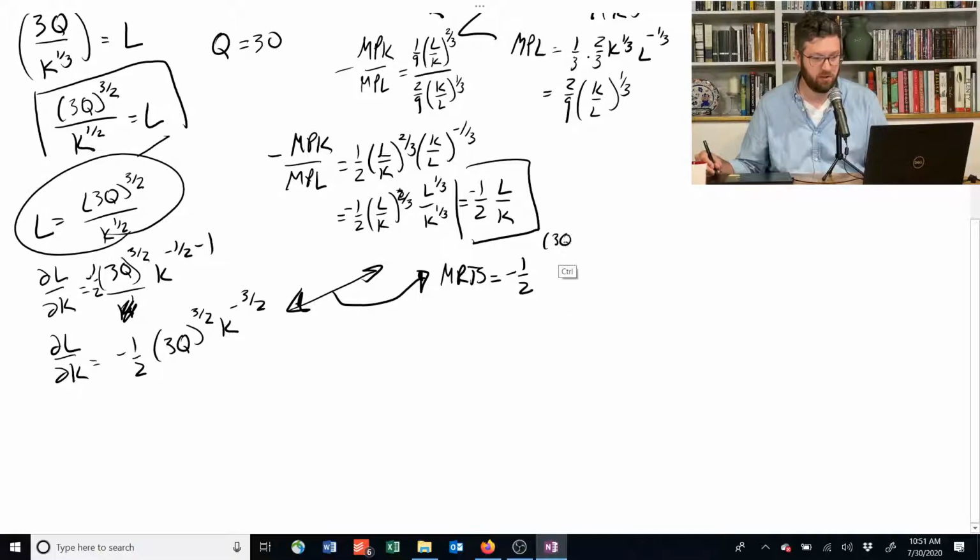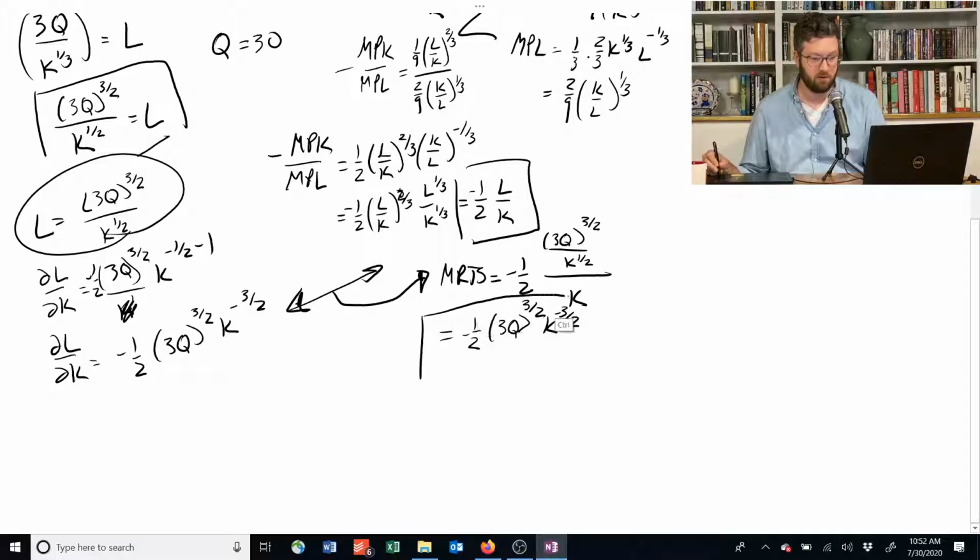We get 3Q to the 3/2 divided by K to the 1/2, and then we use this part here, divided by K. Now, we simplify that a little bit. We're dividing by K to the 1/2 and dividing that by K, we end up with negative 1/2 times 3Q to the 3/2 times K to the negative 3/2, which is the same as what we got over here.